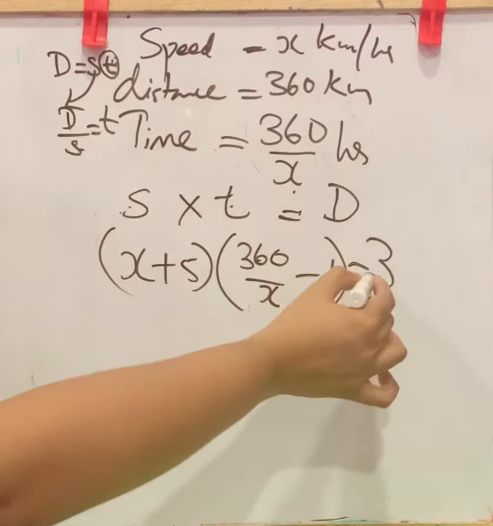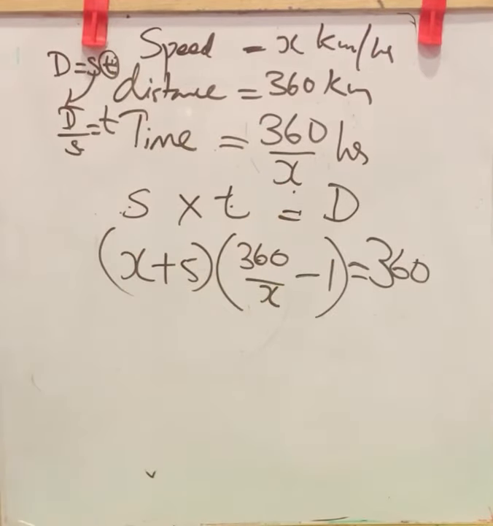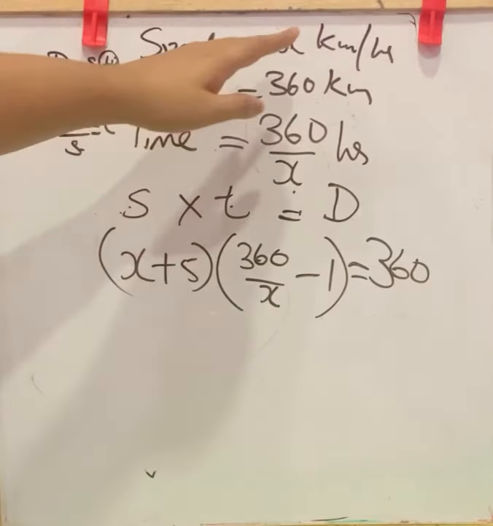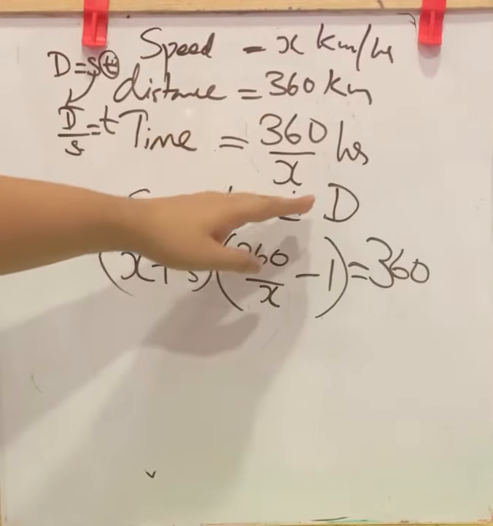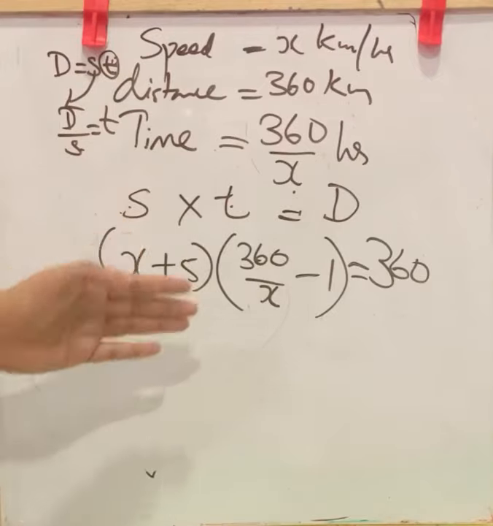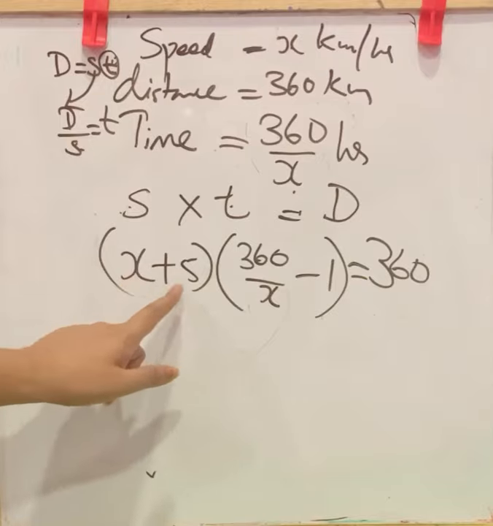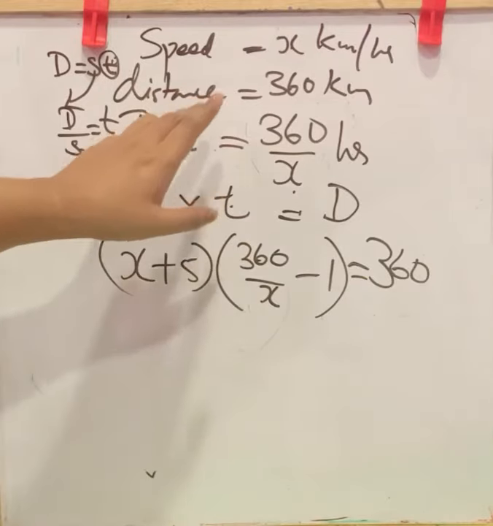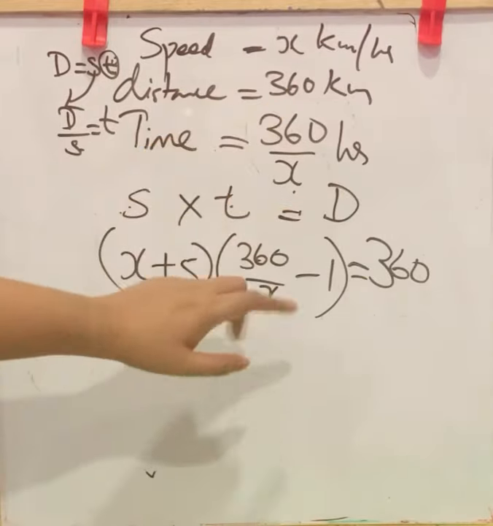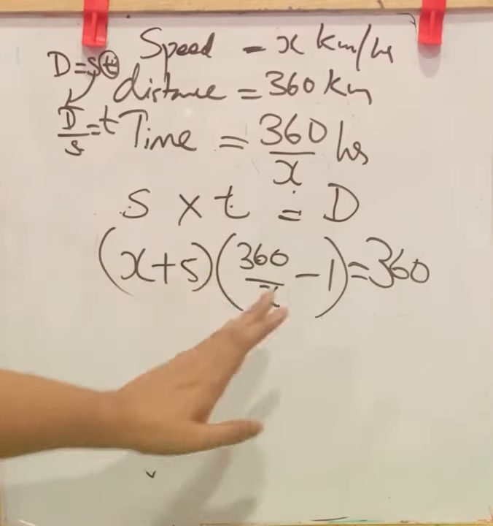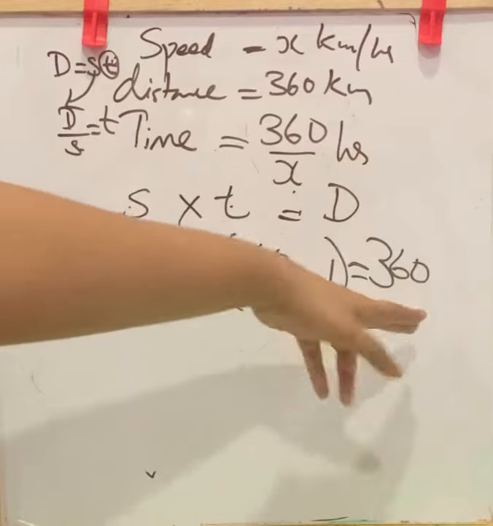Distance is 360. This is from the question. That is, the basic speed of the train is x. Distance is 360, then time will be 360 by x. Now the conditions are given. If the speed is increased by 5 km per hour, the speed becomes x plus 5, and thus the time reduces by 1 hour. So 360 by x minus 1, and speed into time, same distance, that is 360.